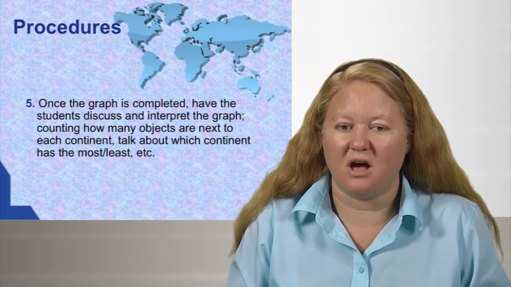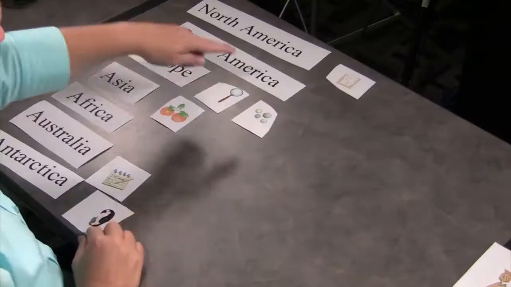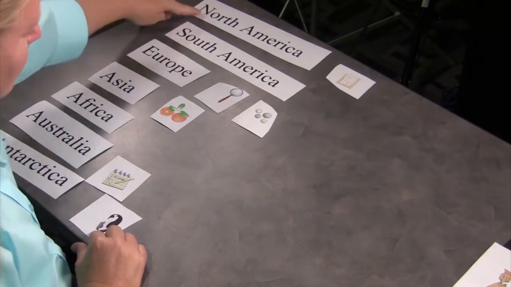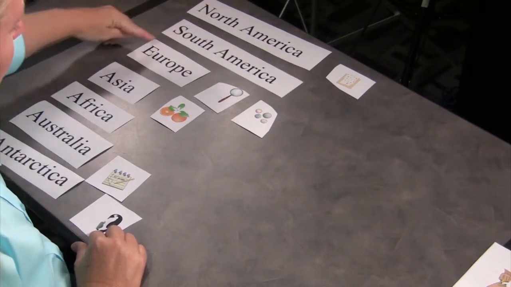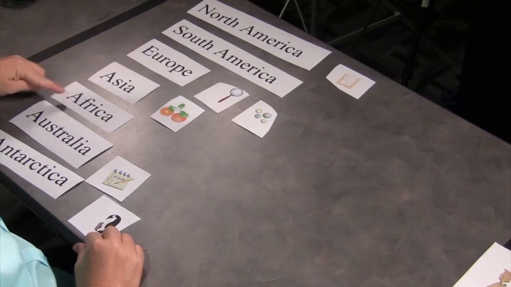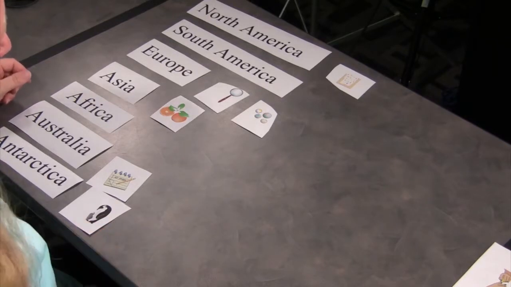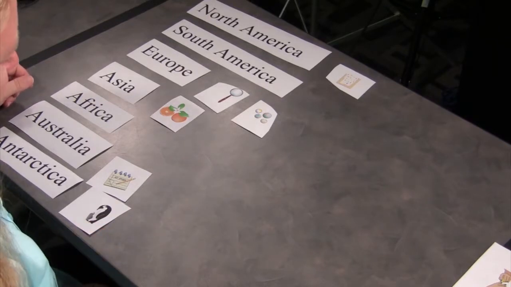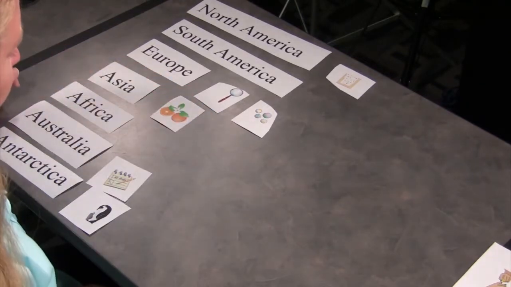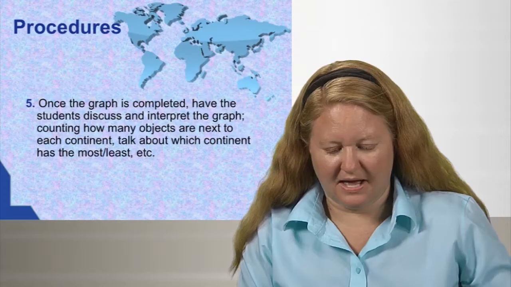So from my small sample looking here, you can see that North America has 1, South America has 0, Europe has 2, Asia has 1, Africa has 0, Australia has 1, and Antarctica has 1. So I would ask the students which continent has the most objects selected by students and cut out. And in this case, Europe has 2. And which one has the least? South America and Africa has the least.